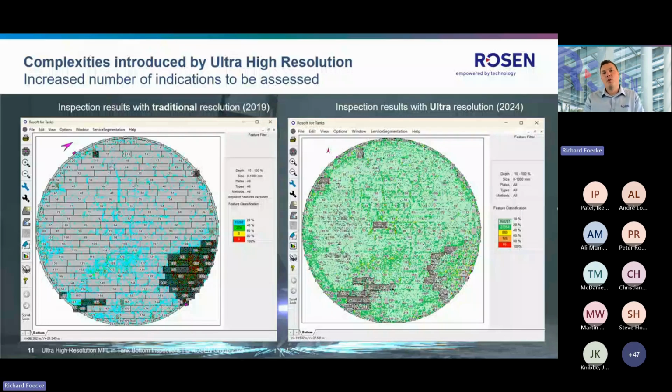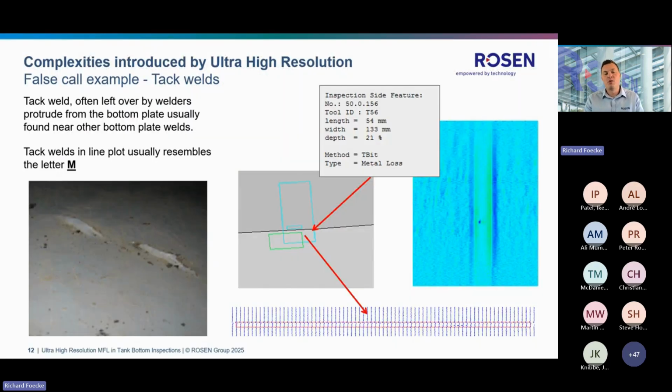So what are typical false calls that we look at in these data? One typical example is tack welds. These tack welds are typical leftovers from the construction. This is additional metal that originated from the welding process, so it's typically located close to a weld. These indications have a typical shape in the data, and on the right side you see three views.